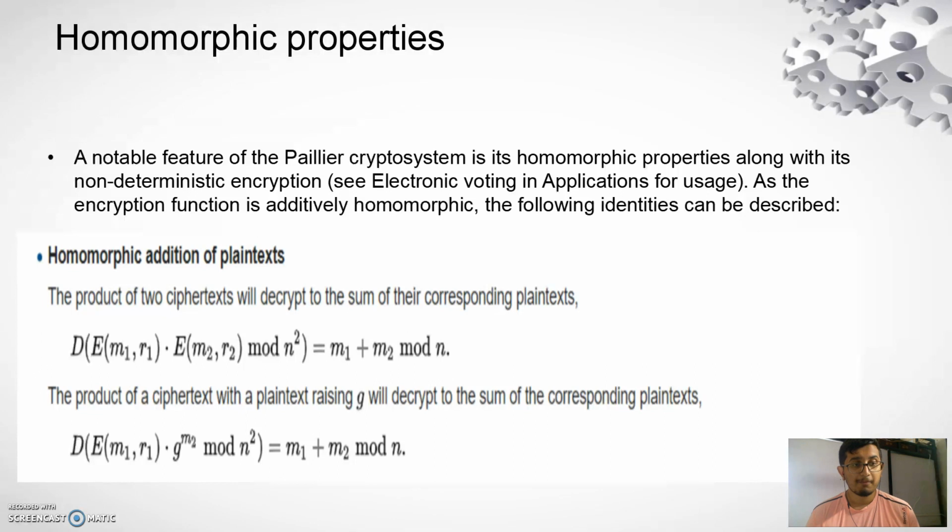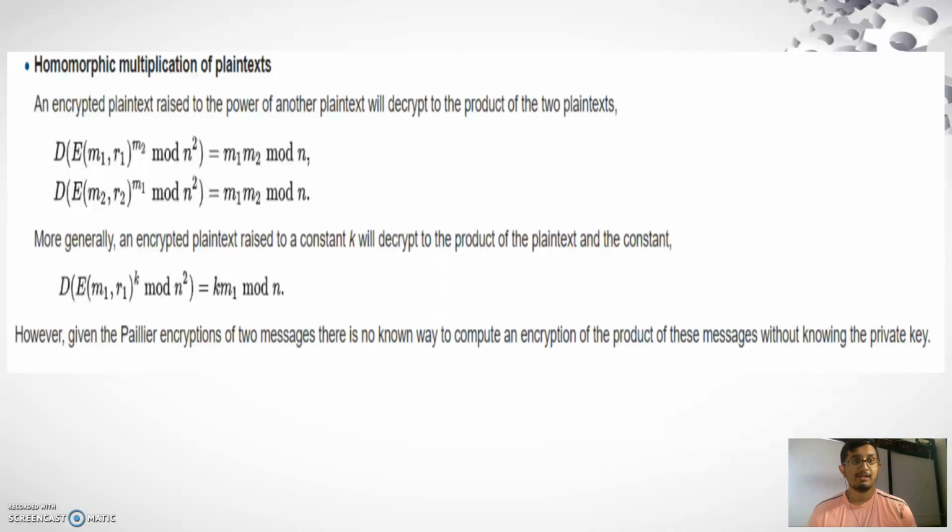Similarly, the product of a ciphertext with g raised to a plain text, g being the integer in the range Zn square, will decrypt to the sum of the corresponding plain texts. Similarly, encryption of m1 multiplied by g to the power m2, when we decrypt it, we'll also get m1 plus m2. Similarly, as homomorphic addition, there is homomorphic multiplication, in which an encrypted plain text raised to the power of another plain text will decrypt to the product of the two plain texts.